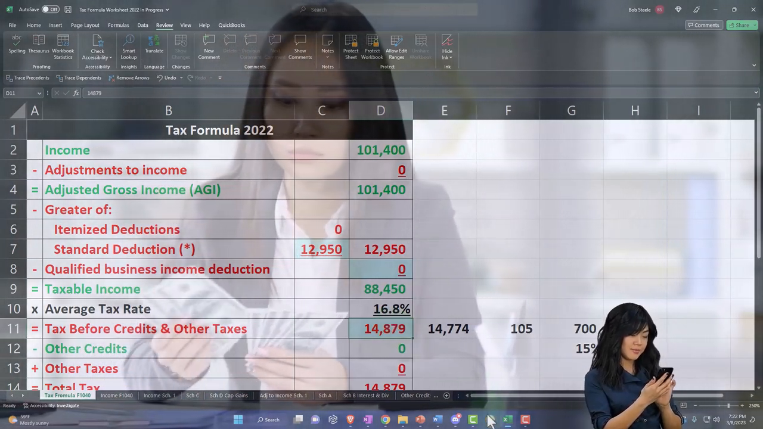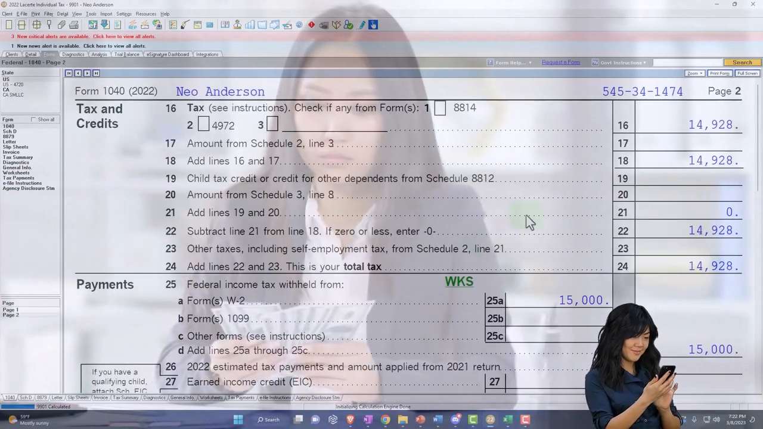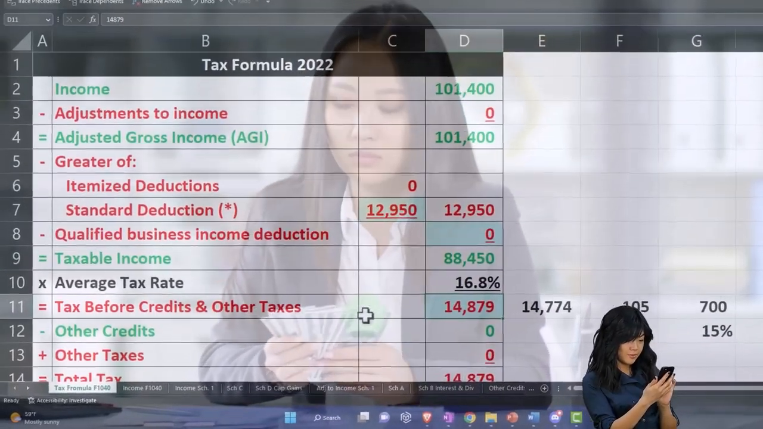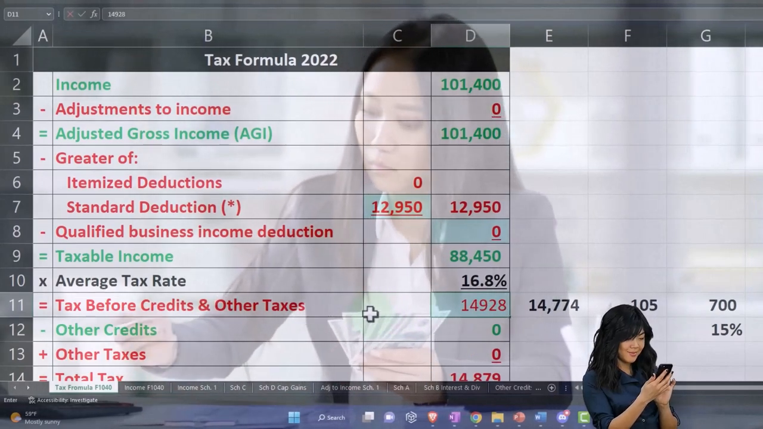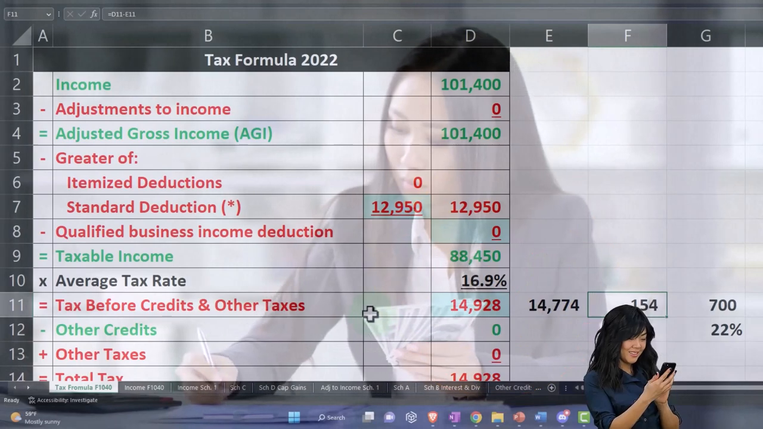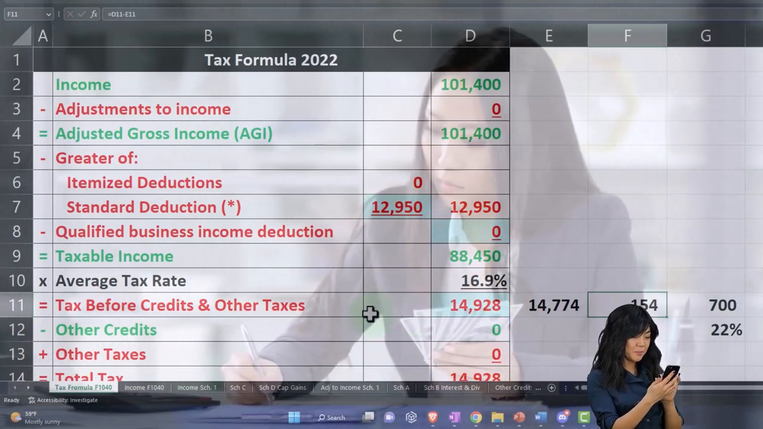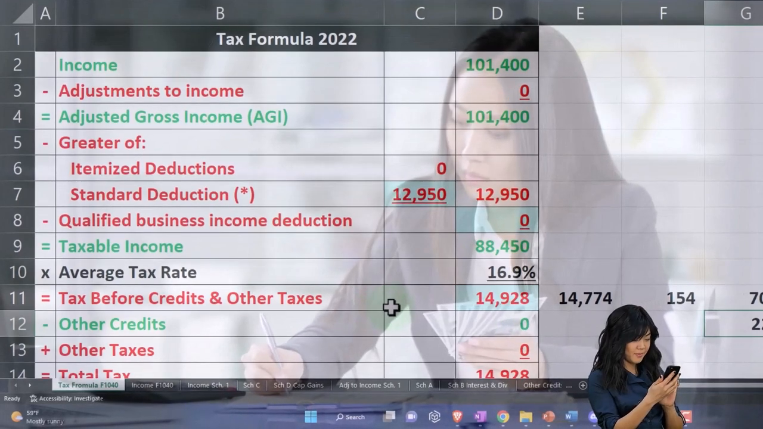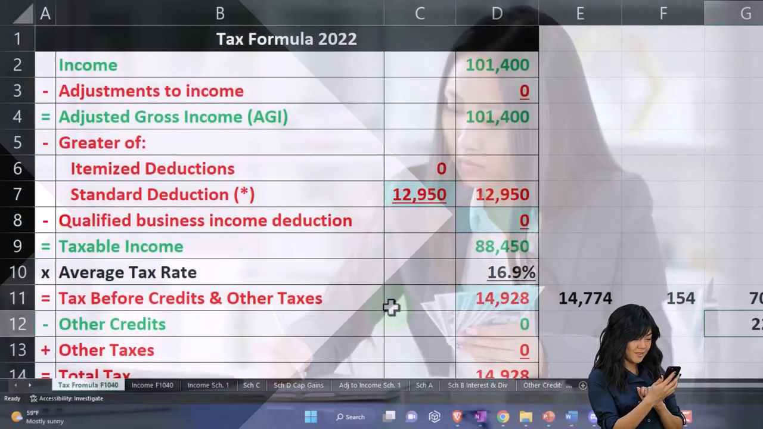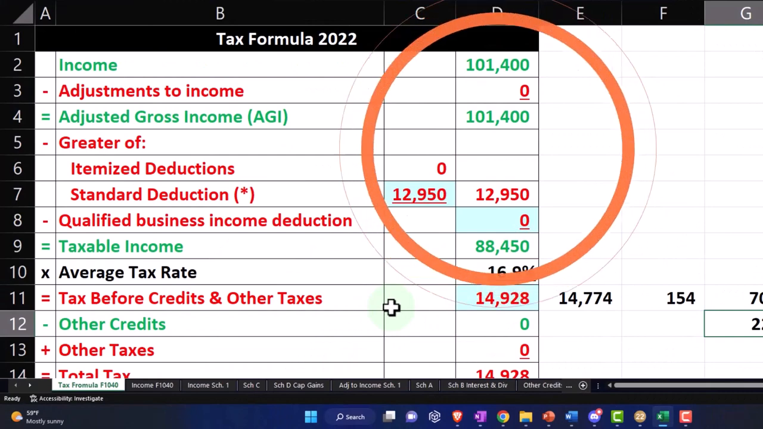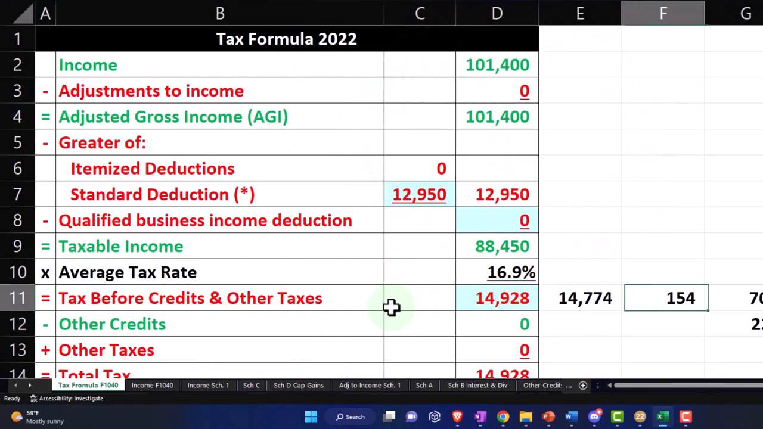So if I go back over to page two, tax is now at 14,928. So I'm going to put the 14,928 here. That means that on the $700 we had an increase of 154, so it taxed it at the 22%, which is the marginal tax rate, the highest tax rate. That's what we would expect. Anytime there's a change in income, it's going to be taxed at that higher or marginal tax rate.